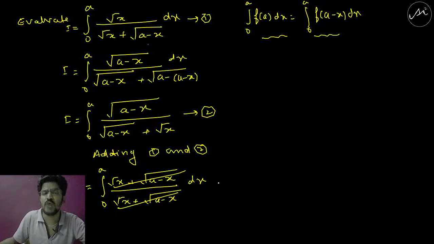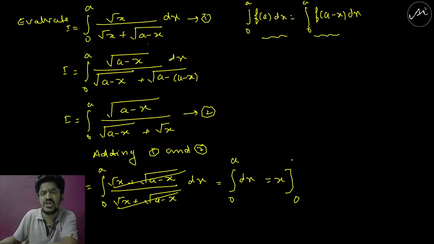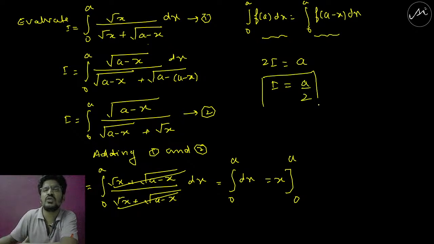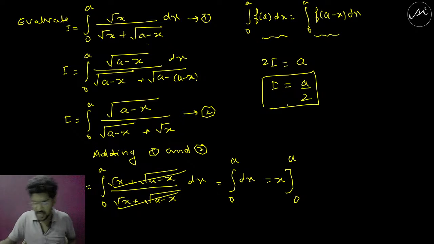What is the integration of 1? x. So it is the integral from 0 to a of dx, which is x with limits 0 to a. So we can write 2I is equal to a, because the lower limit is 0, no problem. I equals a by 2. So I equal to a by 2 is your answer.